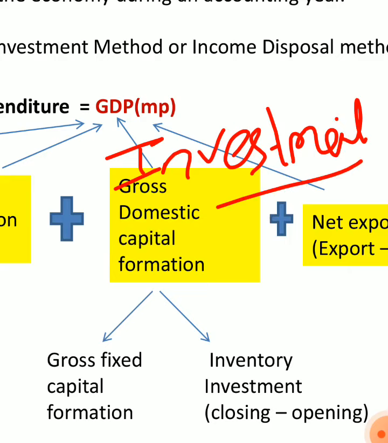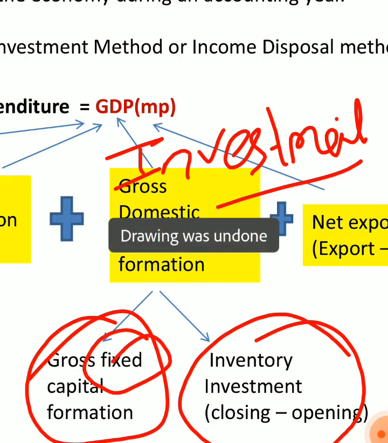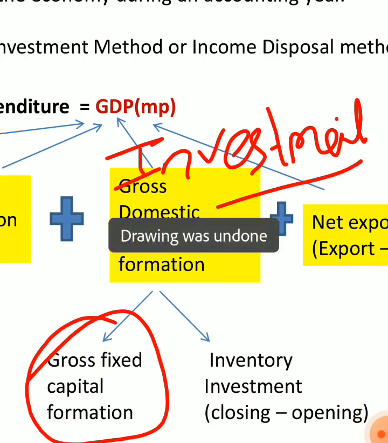Now this investment is broken into two parts. First is gross fixed capital formation, and another is inventory investment. Whenever a businessman makes investment, he makes it in two parts. First, for purchasing fixed assets, like machinery, land, building, etc. The investment made in fixed assets is called gross fixed capital formation. Remember the word fixed here: whenever fixed capital is written, it means investment is made on fixed assets.